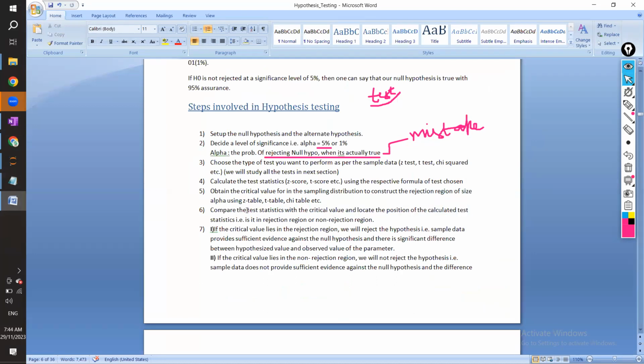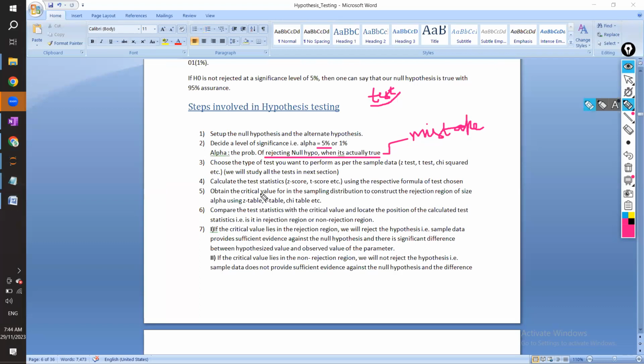If your test statistic, whatever value you are getting, is falling in the rejection region, that means you will reject the null hypothesis. If it is not, then you will accept. If the critical value lies in the rejection region, then we will reject the null hypothesis. The sample data provides sufficient evidence against the null hypothesis. But if it lies in the non-rejection region, we will not reject.